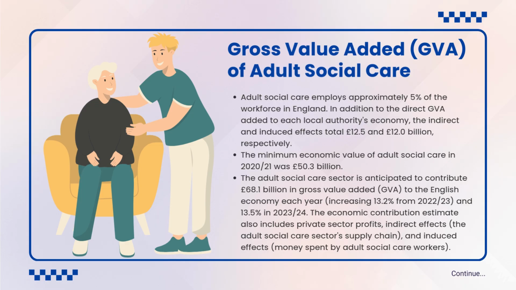The adult social care sector is anticipated to contribute £68.1 billion in gross value added (GVA) to the English economy each year, increasing 13.2% from 2022 to 2023 and 13.5% in 2023 to 24. The economic contribution estimate also includes private sector profits, indirect effects, the adult social care sector's supply chain, and induced effects, money spent by adult social care workers.